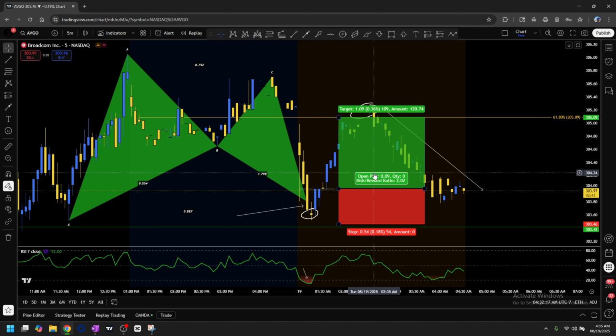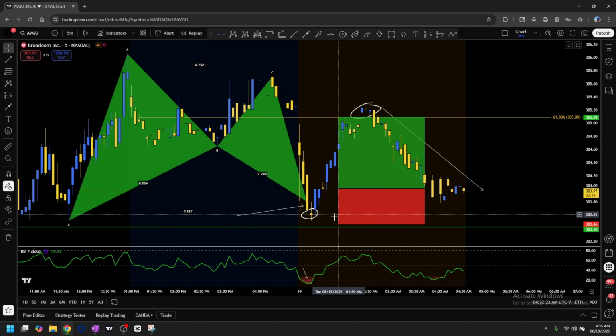You're going to say it's go time. You're going to go grab your long short tool. You're going to plot it so you can see. You're going to draw your 618 retracement, because you need to know where your target is.